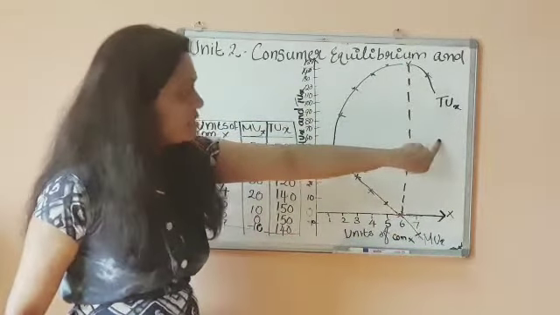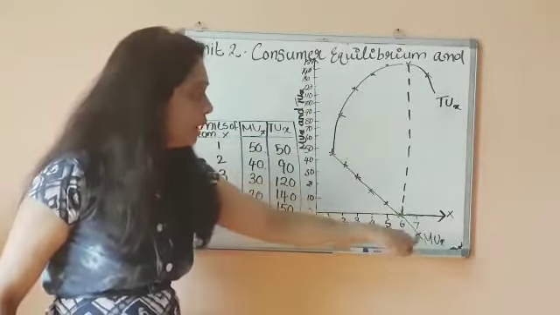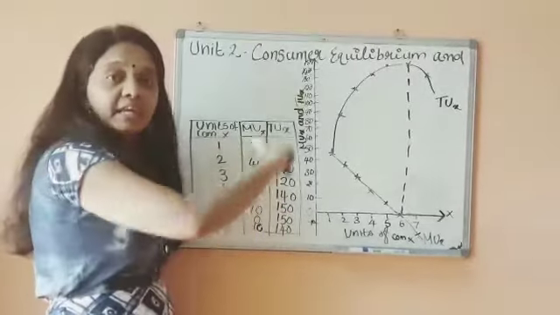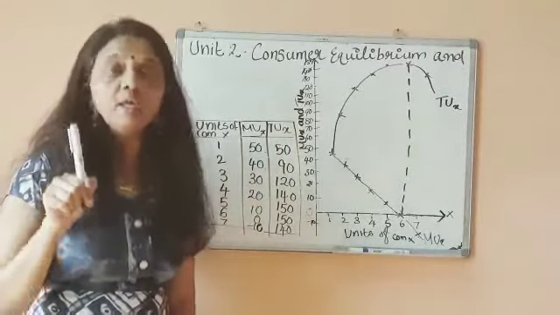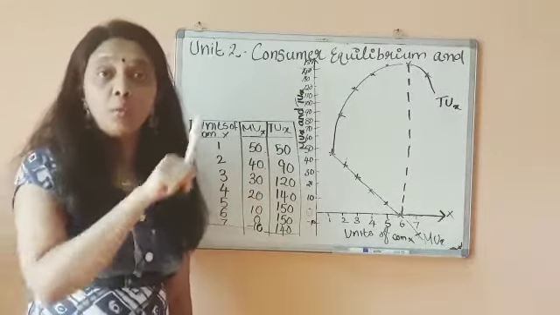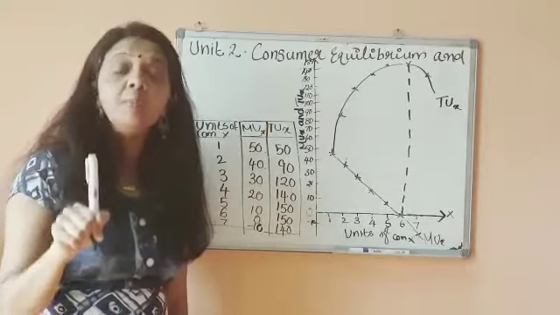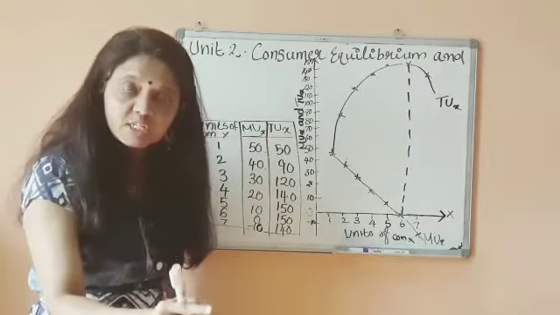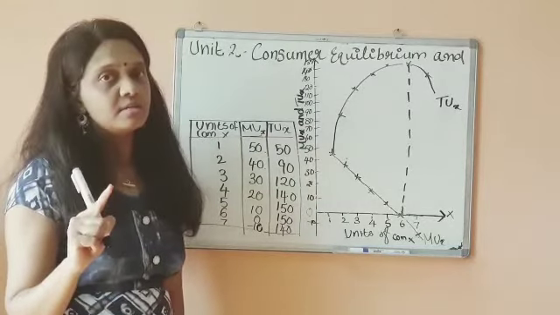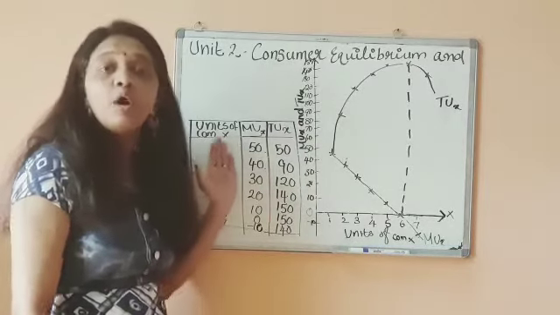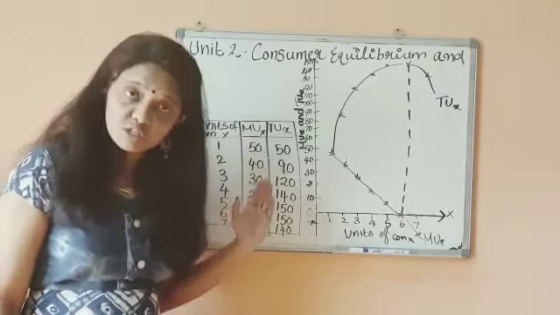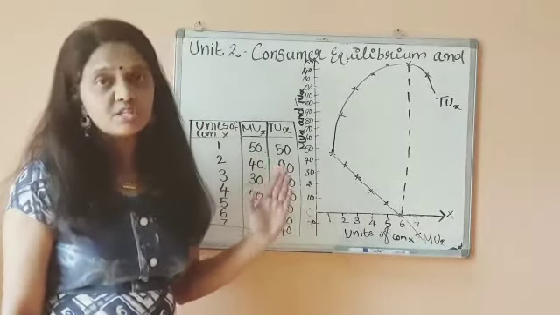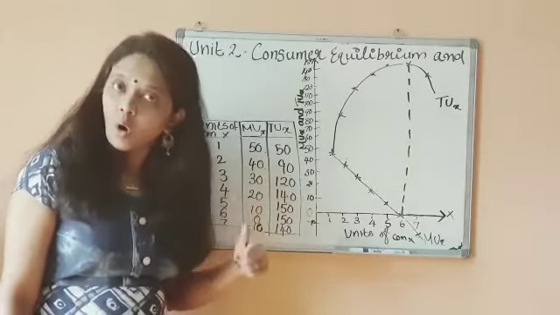When TU starts diminishing, MU is negative, minus 10. So one more time: when TU is increasing, MU is positive. When TU is maximum, MU is 0. When TU starts diminishing, MU is negative. So with this diagram, I explained the relationship between TU and MU as well as the law of diminishing marginal utility. Hope you all understood.